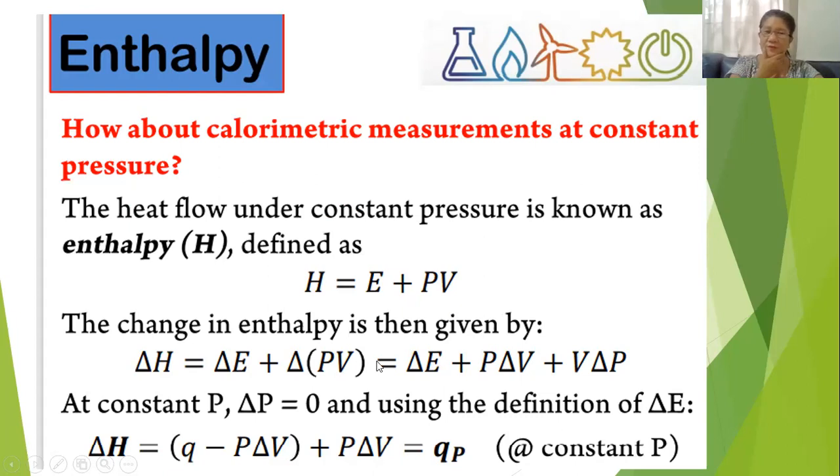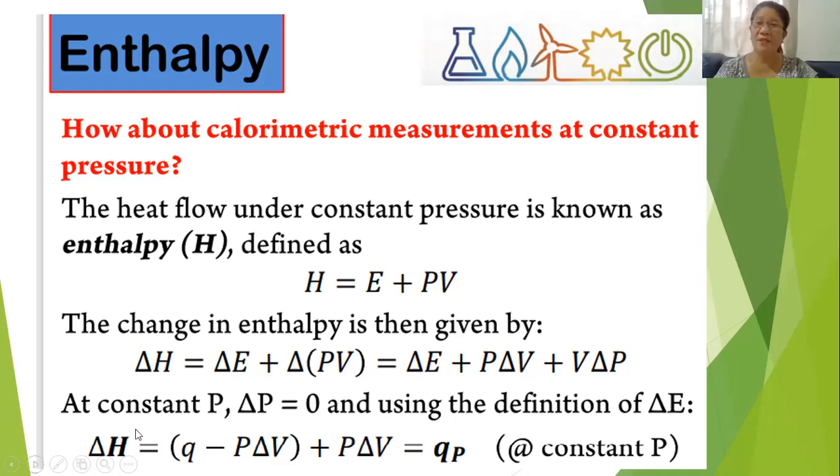Okay, so if our pressure has initial and final, what will happen? Therefore, our change in enthalpy is equal to change in internal energy plus the change in pressure and volume. So it will be equivalent to the change in internal energy plus pressure multiplied by change in volume, or vice versa, volume multiplied by change in pressure.